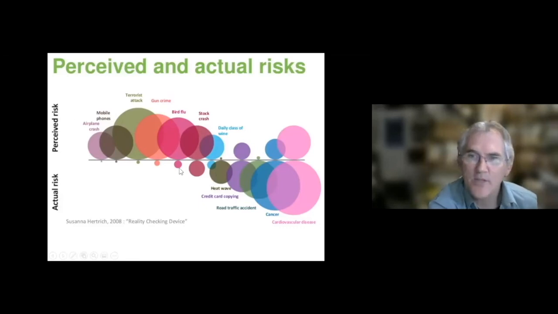Then we get to the other side where there's a big actual risk, but people perceive a lower risk. Heat wave risks, huge, perceived risk very small. Credit card copying, perceived risk smaller than the actual. Road traffic accidents, again, cancer or cardiovascular disease. So it swings both ways.